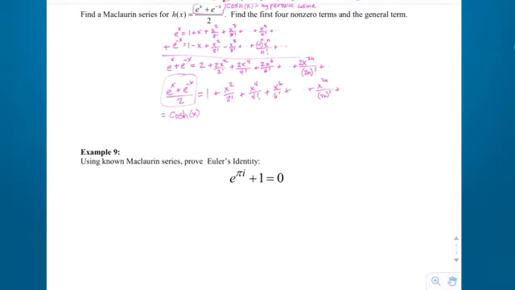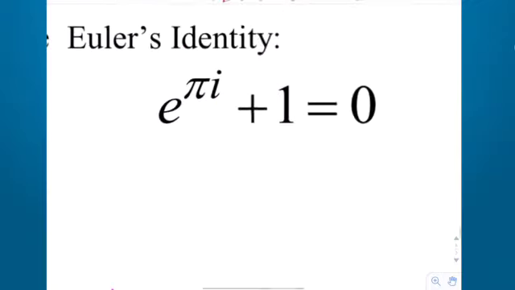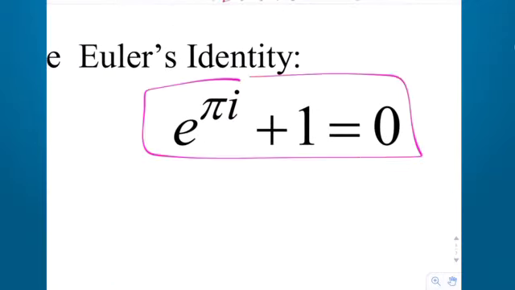Okay, now for the last one. Well, at least I wanted to make sure I got this. We may roll into the next section. Using known Maclaurin series, prove this is Euler's identity. And to me, this is one of the most beautiful equations ever to be invented or discovered? What would be the right word? Discovered. Yeah. This would have existed whether or not Euler tripped over it or not.